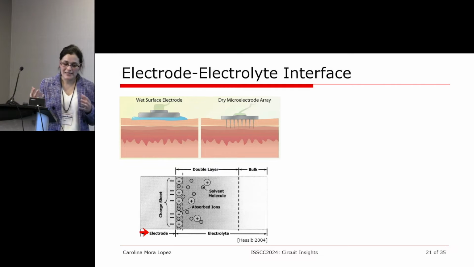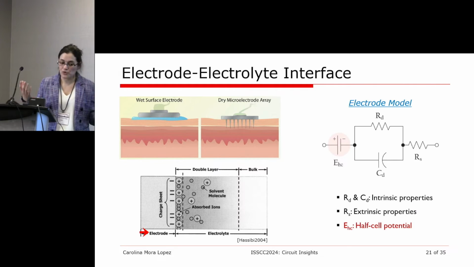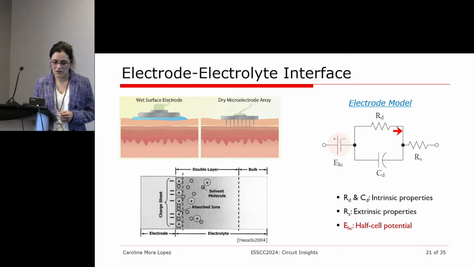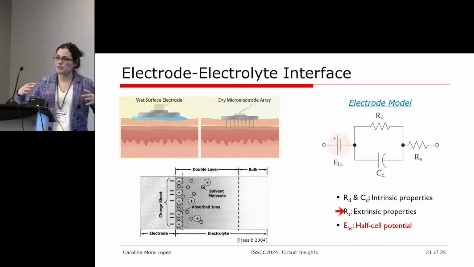You can model this interface in terms of electrical components to do your simulations, and a very simple electrode model will look like this. On the right side you will have all these passive elements. Some of them represent the intrinsic properties of the electrode material, so they depend a lot on which material you choose for your electrode. Other components will represent how big or how small your electrode is, so it's an extrinsic property.